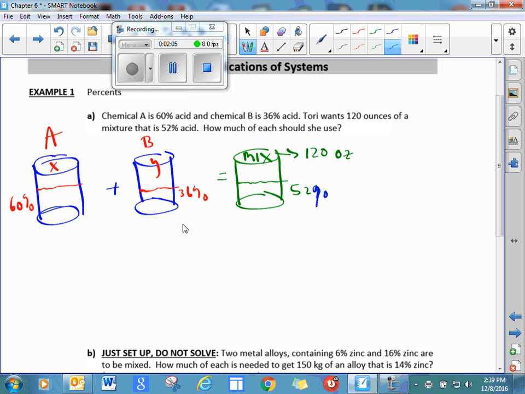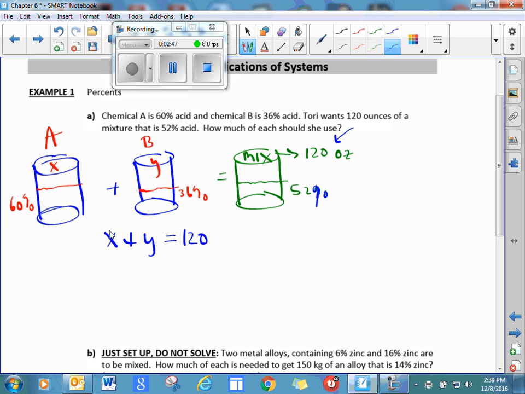We've got to create the two equations. One equation has to do with the acid, and one equation has to do with how much liquid is in each one of these that comes over to be part of this mixture. So the first equation is the easiest one. It's just X, the amount that we take from container A, plus Y, the amount we take from container B, is going to ultimately end up being 120 ounces. So that's pretty straightforward.